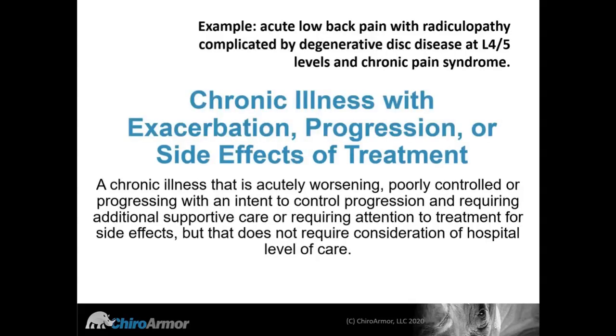And then, of course, we have the chronic illness with exacerbation, progression, or side effects of treatment. And that's a chronic illness that's acutely worsening, poorly controlled. And again, that's that chronic condition getting out of hand. So acute low back pain with radiculopathy, complicated by that degenerative type of issue, maybe complicated by chronic pain syndrome. But you get the idea that what we're dealing with here is a chronic condition that has acutely flared up or progressed and has demanded much more clinical attention during the course of that time.